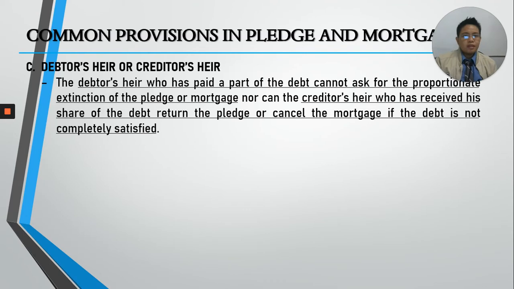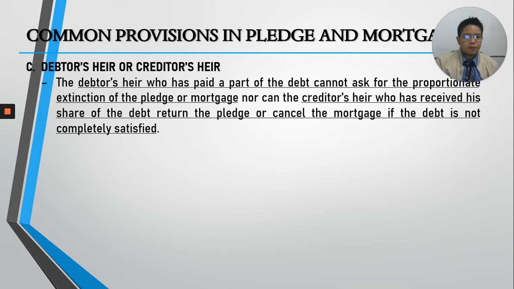So, debtor's heirs na nagbayad ng part of the debt, tapos yung debt na yan ng kanilang predecessor in interest is secured by a mortgage. So, kahit na binayaran na ng heir yung portion niya ng liability, remember, class, that hindi pwedeng mag-ask ng proportionate extinction of the pledge or mortgage.